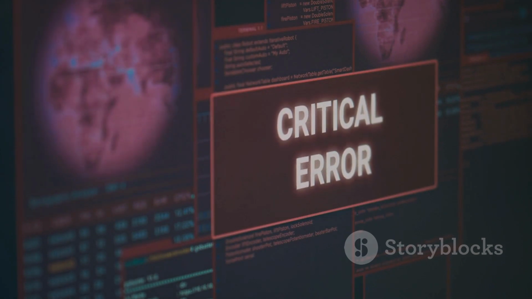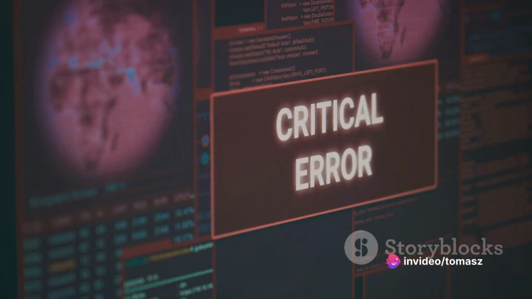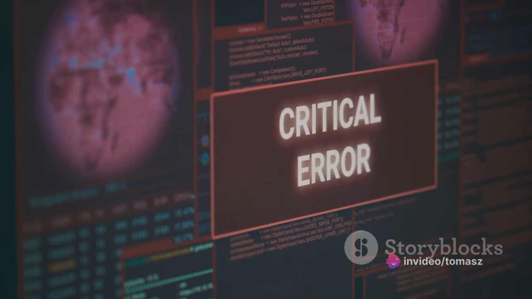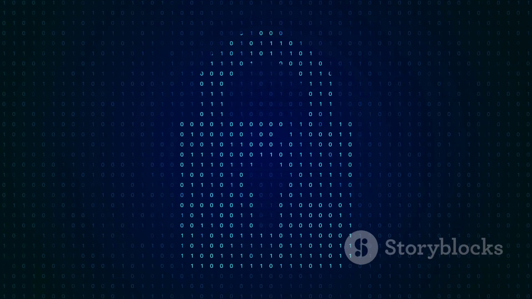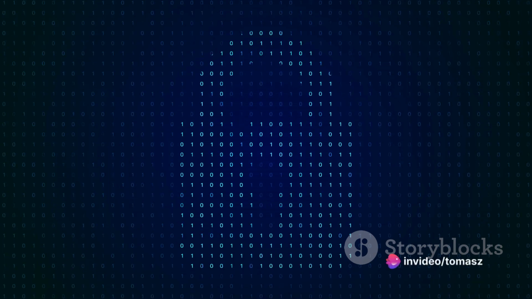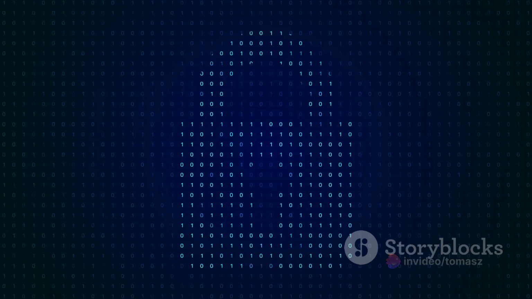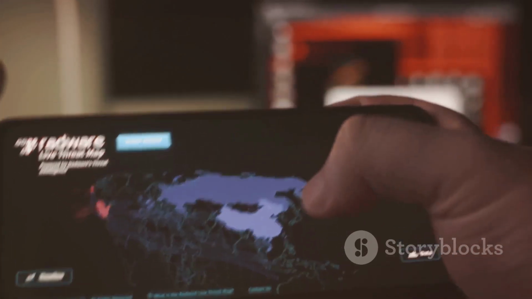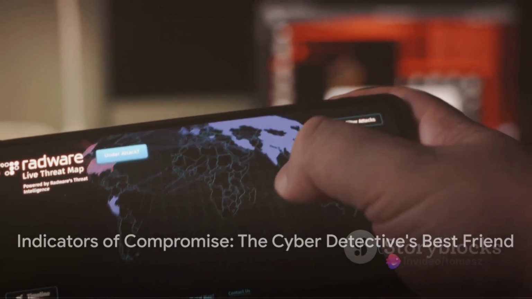Two primary types of IoCs are host symptoms and application symptoms. Host symptoms could be unusual account activity or unexpected patches, while application symptoms might be sudden crashes or changes in file sizes. These are just the tip of the iceberg. There's a whole world of IoCs to uncover, each one a vital part of this cyber puzzle. Understanding and recognizing these symptoms can help us identify, respond to, and even prevent potential security breaches. Indeed, indicators of compromise are the cyber detective's best friend.